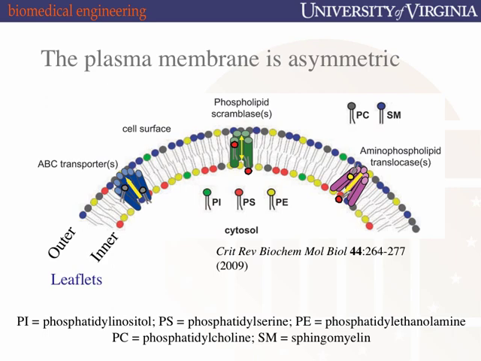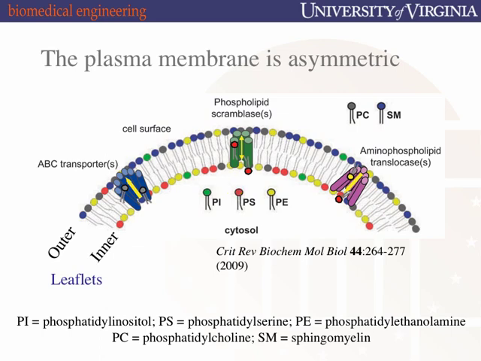flip these lipids back and forth. There are also these aminophospholipid translocases. And what the cell is doing is it's regulating what's on the outside and what's on the inside. Phosphatidylserine is critical in this because it is predominantly on the inner leaflet of the plasma membrane.